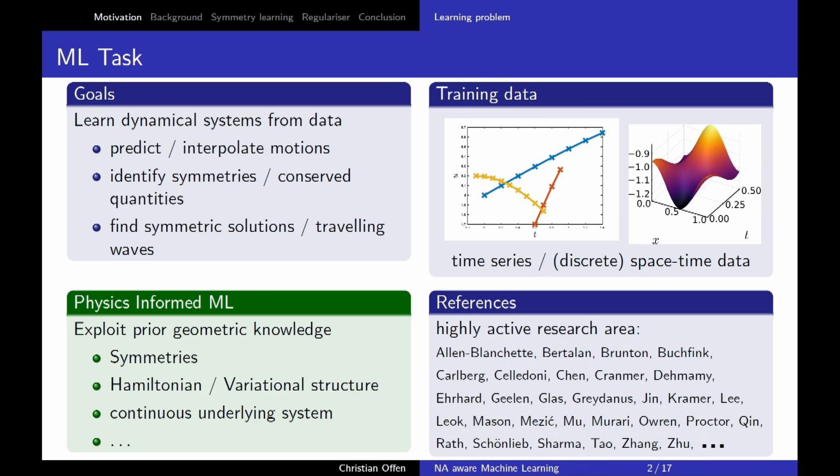Okay, and a good idea is to use prior knowledge when you're learning a dynamical system, and a lot of people are working on this, and they incorporate lots of different geometric knowledge. For instance, we've seen incorporation of symmetries, incorporation of Hamiltonian variational structure, or just the mere fact that you know that although you've got discrete observations, the underlying system is continuous.